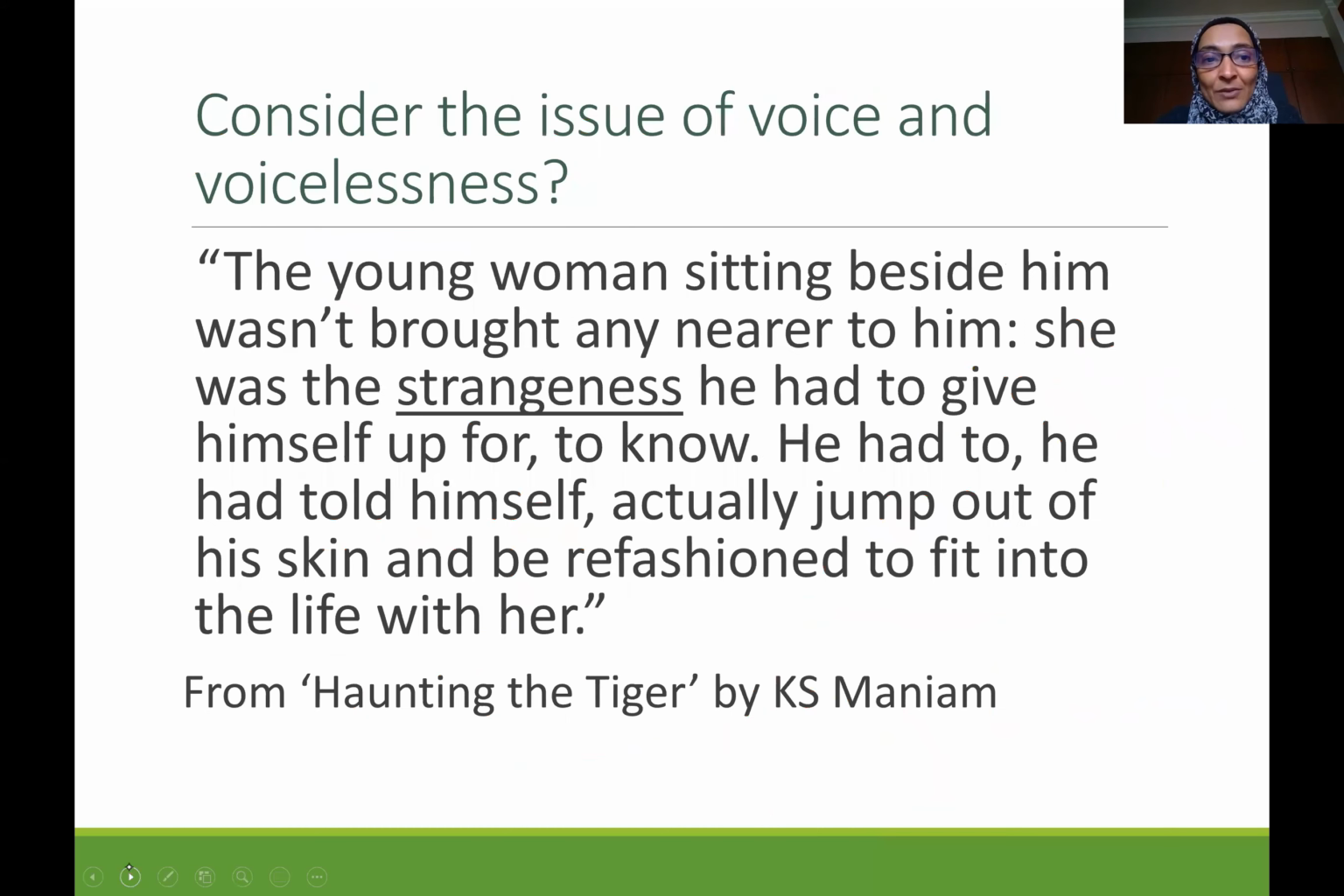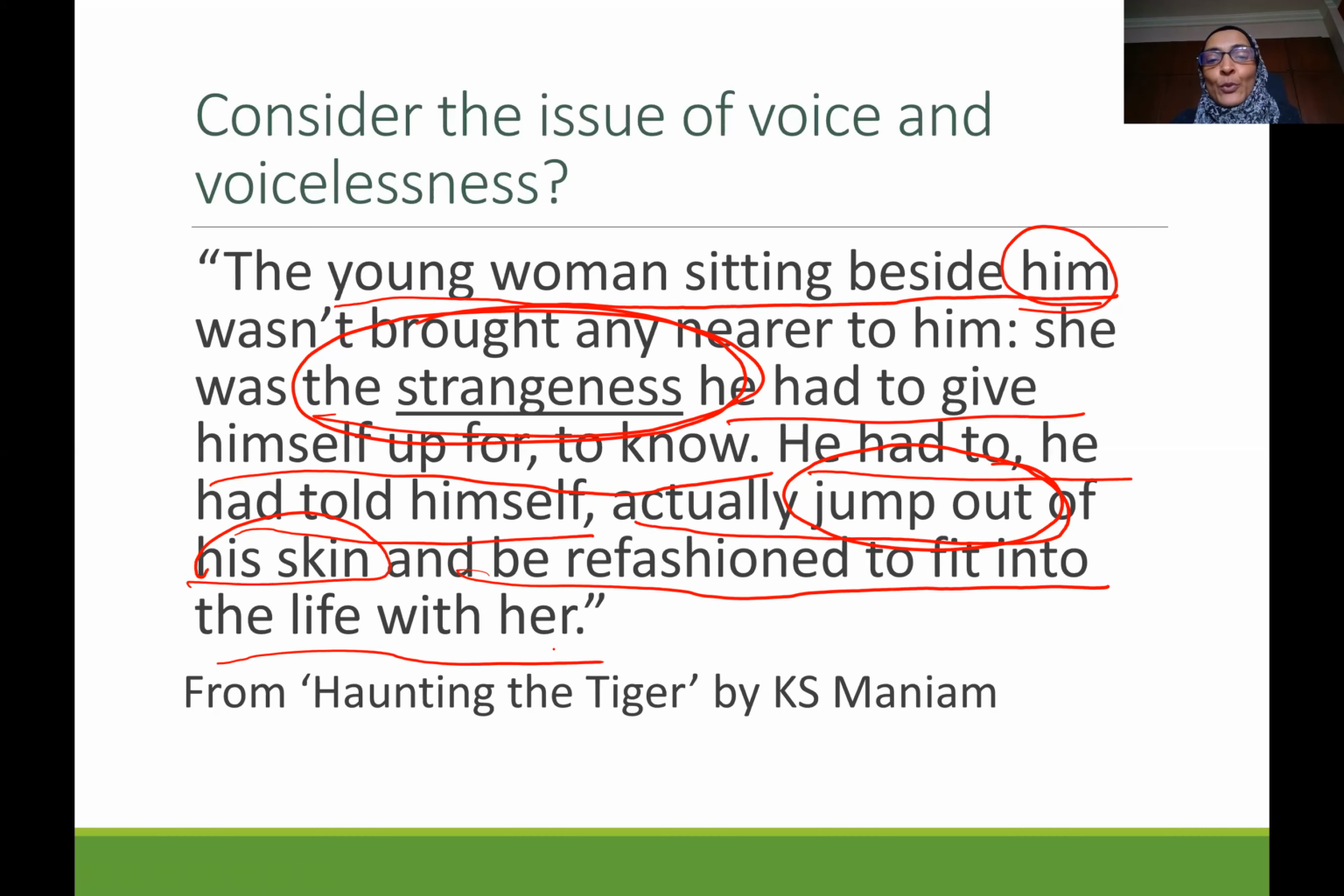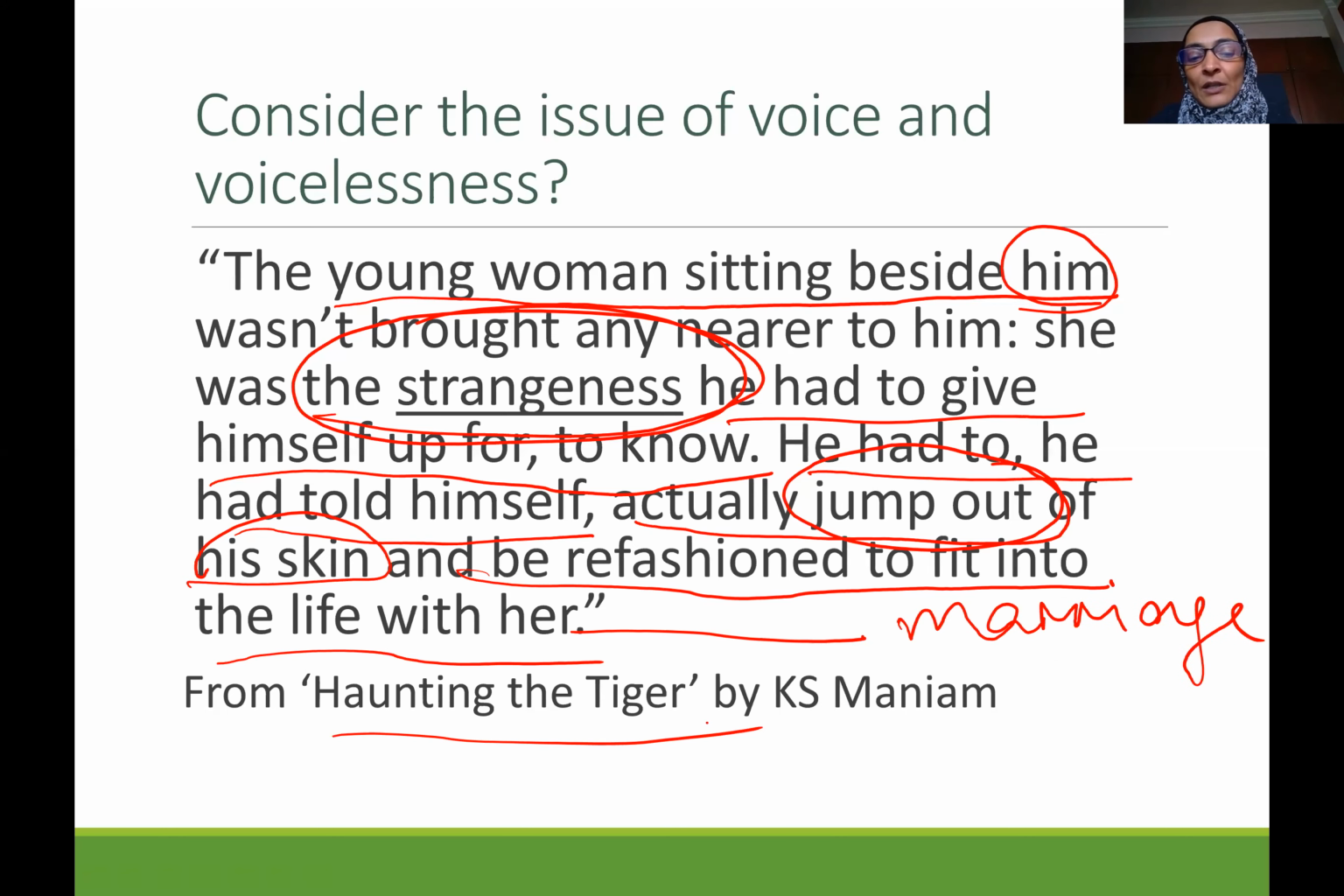So what about the rest of the story? So you can see other aspects. In K.S. Maniam's short story, Haunting the Tiger, look at the way he describes this young woman who later becomes his wife. Not Maniam's, but the story in the story, okay? "The young woman sitting beside him wasn't brought any nearer to him. She was the strangeness that he had to give himself up for to know." This is how he describes getting married and being with this woman. "He had to, he told himself, actually jump out of his skin and be refashioned to fit into a life with her." That's his definition of marriage in this story called Haunting the Tiger.